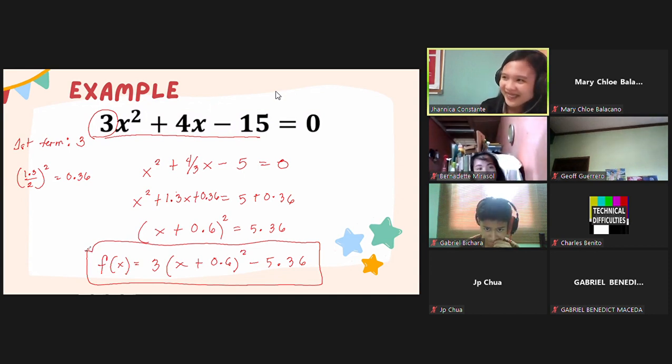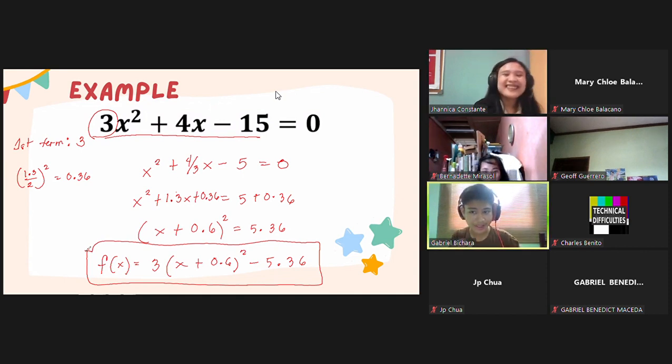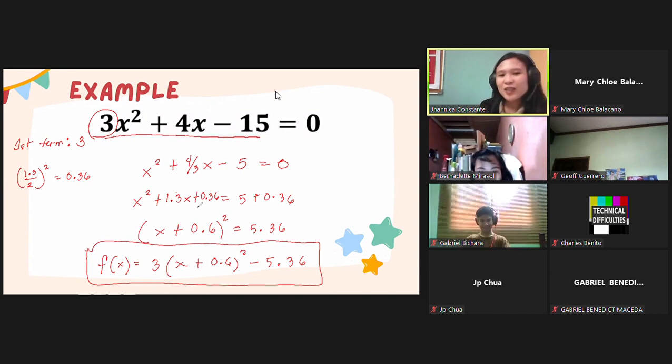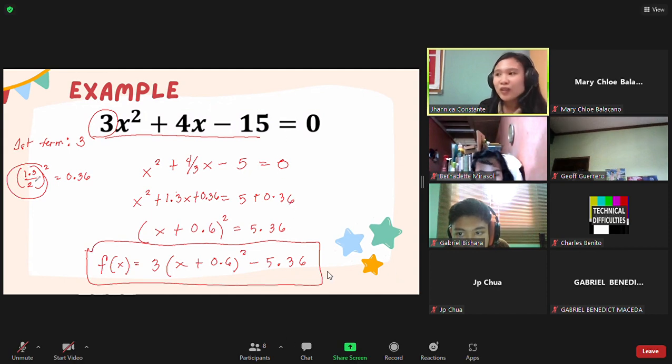Question? Ano ang question? How did it go from x squared plus 1.3x plus 0.36 to x plus 0.6 squared? Okay, how did we get the x plus 0.6? You can get the factor of this equation based on the half of your second term. What's the half of 1.3? Half of 1.3 is 0.6.